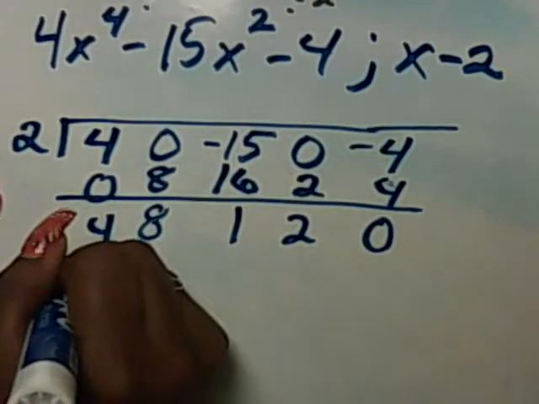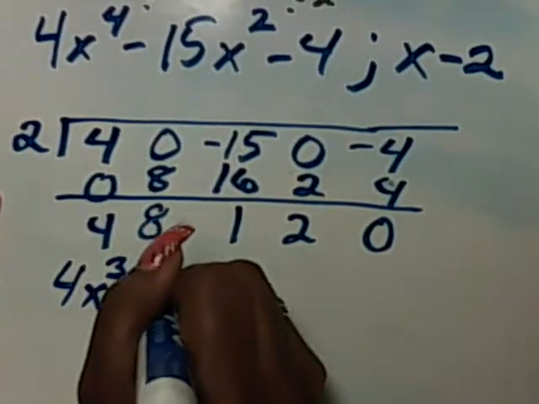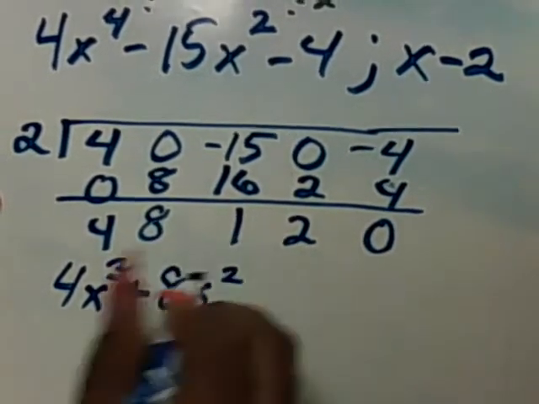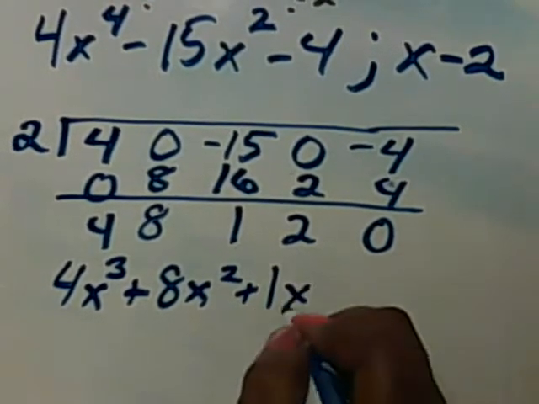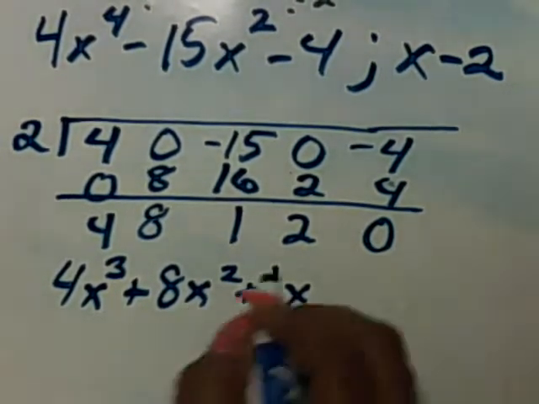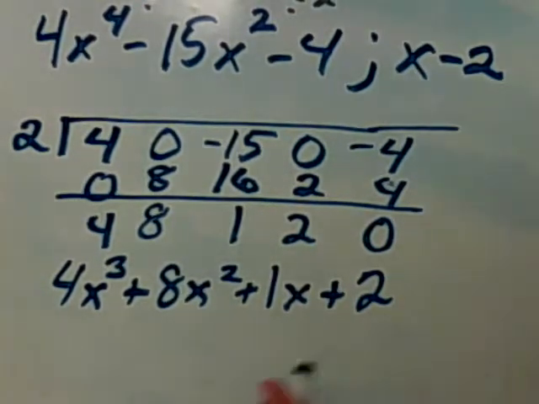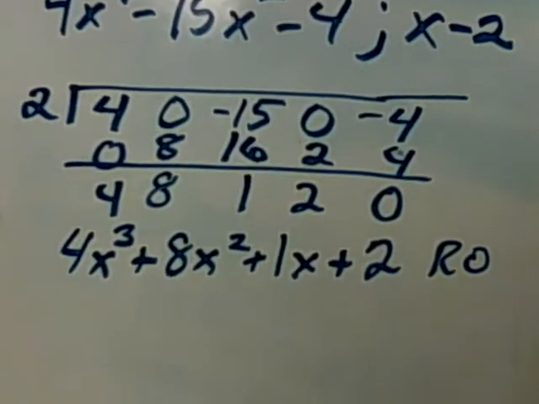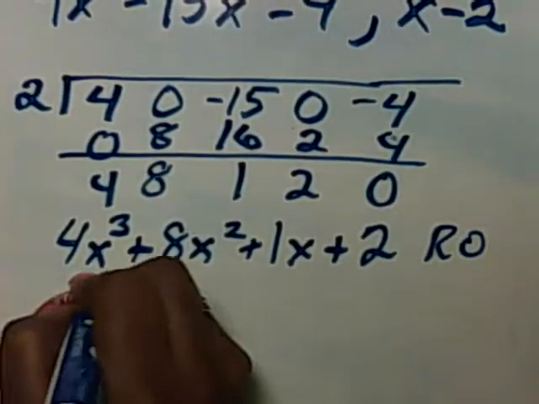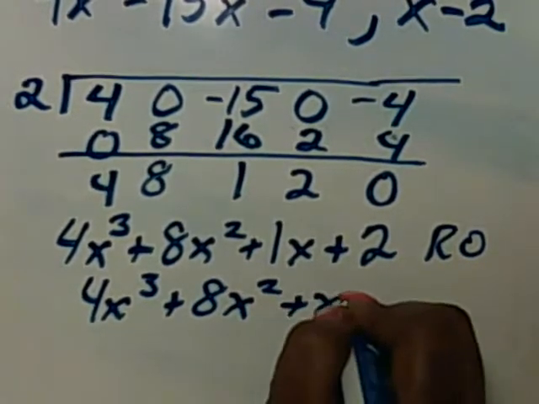So I have 4x to the 3rd plus 8x to the 2nd plus 1x, which we'll change in a minute, plus 2. In this case, I have a remainder of 0, so I don't even have a remainder. All right. So my answer is just 4x cubed plus 8x squared plus x plus 2.